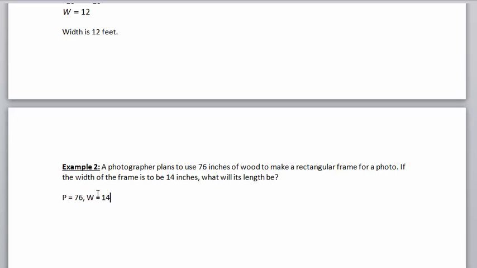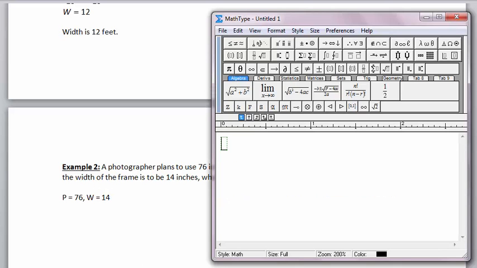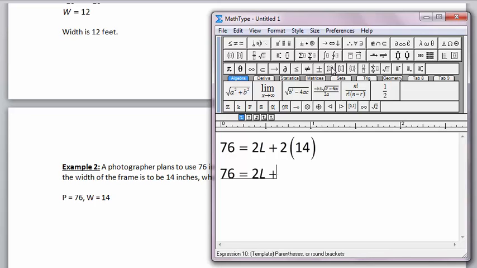If we put this into the formula for perimeter, we know that perimeter is equal to 2 length plus 2 width. Our perimeter being 76, our width being 14. We're going to be able to solve this equation for L, which is our length. The first step is to simplify. So 76 equals 2L plus 2 times 14 is 28.